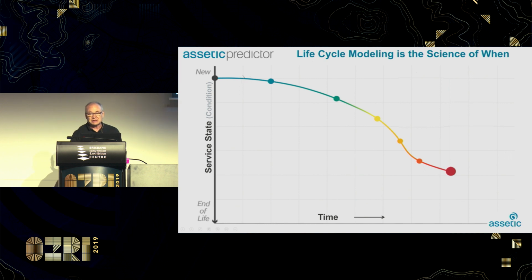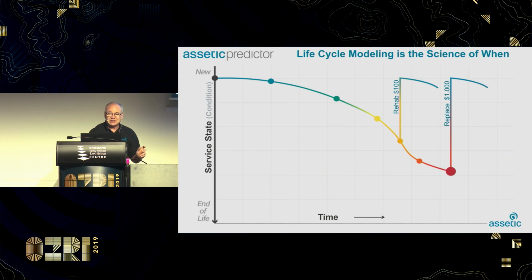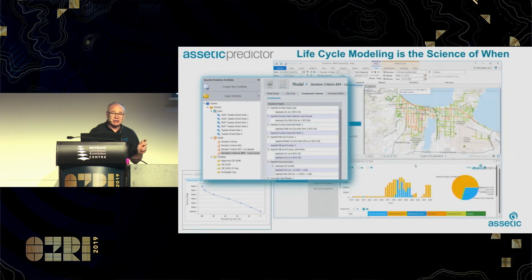This gives us the framework to develop a life cycle model expressed in the sense of a degradation profile. What this line represents is how assets deteriorate or degrade over time. Their service state or their condition diminishes over time. And what we can do with the science of life cycle modeling is interject rehabilitations at a certain cost and replacements at a certain cost very strategically as the assets deteriorate. That's the basis of life cycle modeling, and we apply it through our product, Aesthetic Predictor.